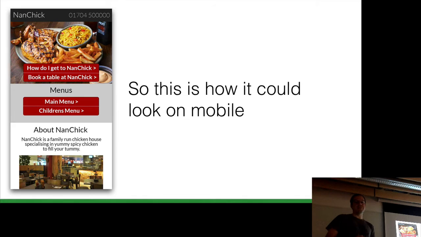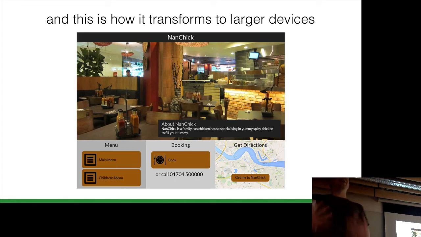And this is how it transforms to larger devices. So we're leading with big, bold imagery that portrays the atmosphere of the restaurants. Then because people read left to right, we've got the menu, then the booking, then the directions.